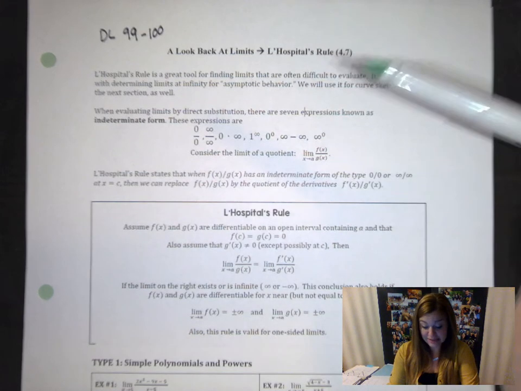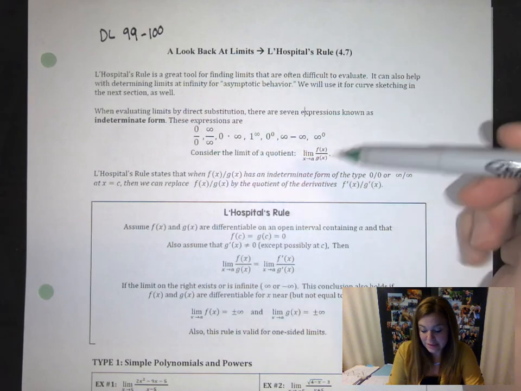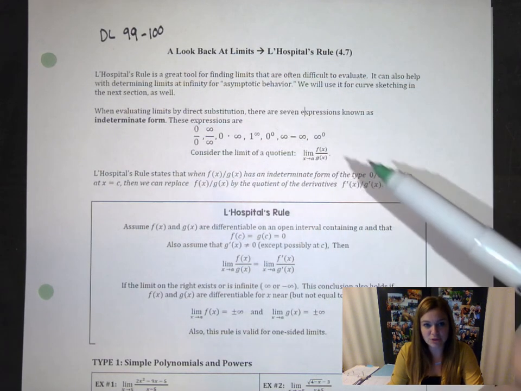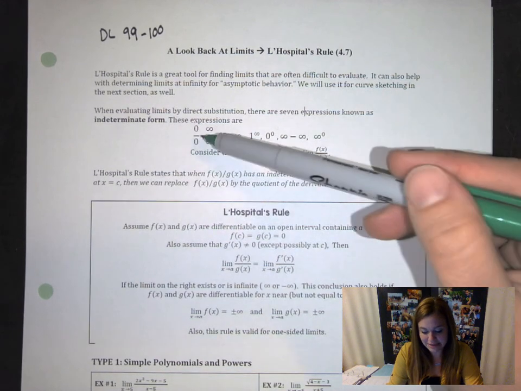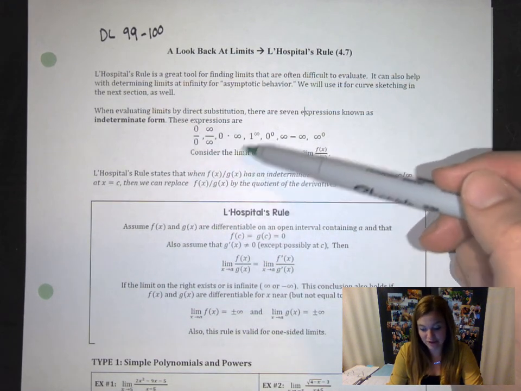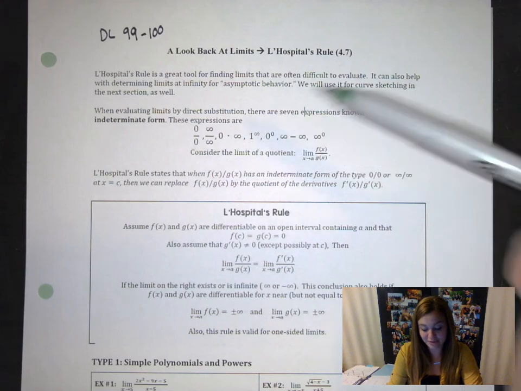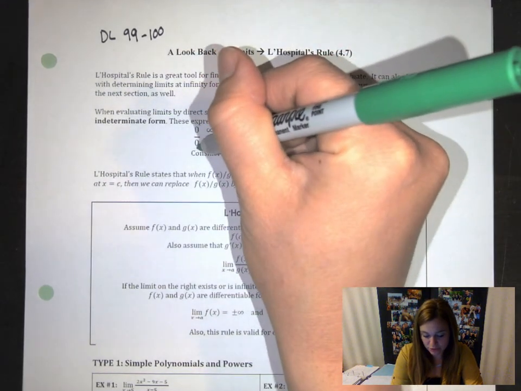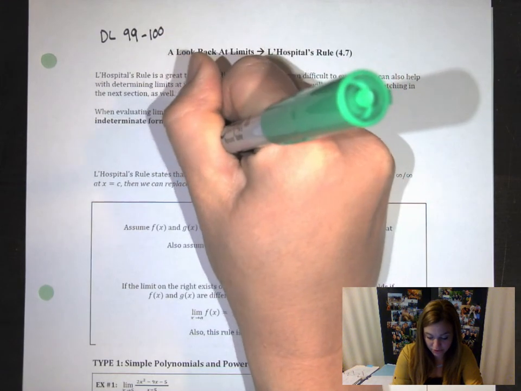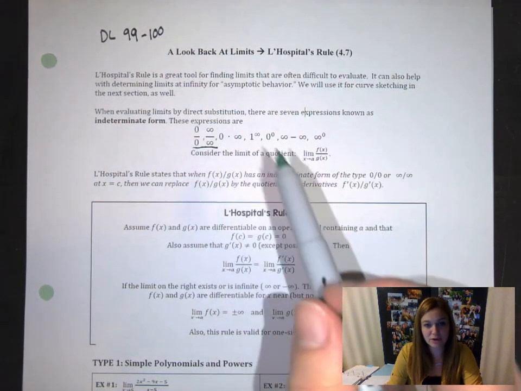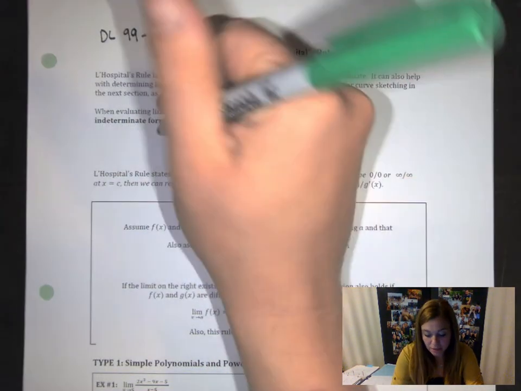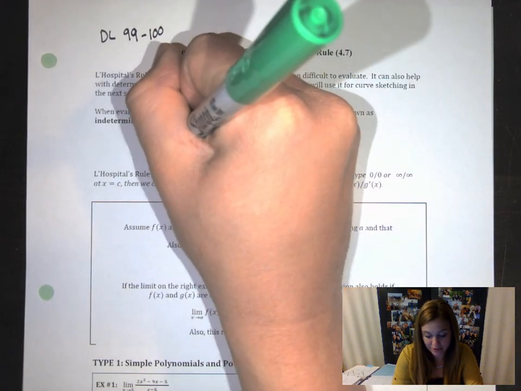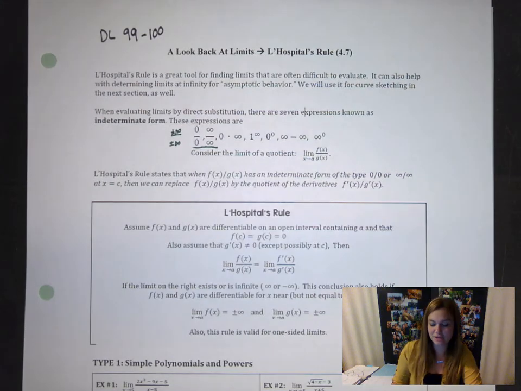So there are some limits that when you directly substitute, you get some weird forms. That's called the indeterminate form. You might get 0 over 0, or infinity over infinity, or 0 times infinity, or 1 to the infinity. You see all these crazy things? The ones that we're going to focus on the most in this course are the 0 over 0 and infinity over infinity. This could be positive or negative infinity over positive or negative infinity. Doesn't matter which one, the sign doesn't matter.